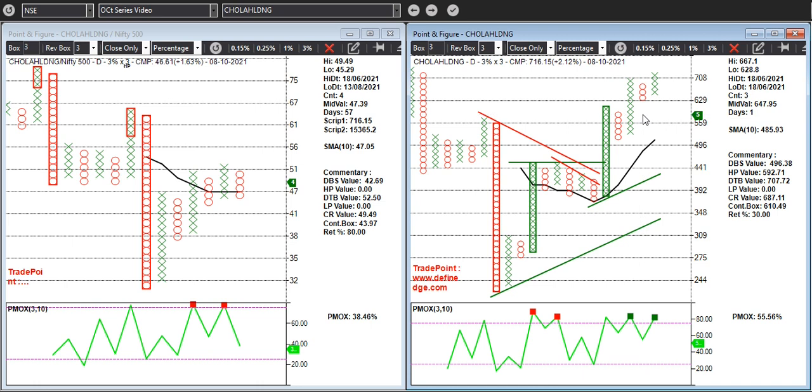So double top buy triggered at 708, and 496 is the stop loss that we can look for. So good. I mean, nothing to complain here. Just that the relative strength is not as great as it is for other stocks.